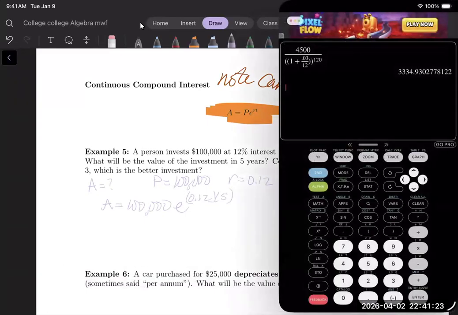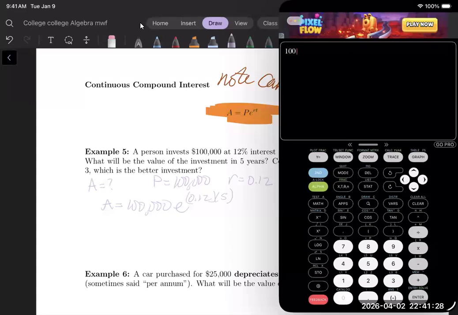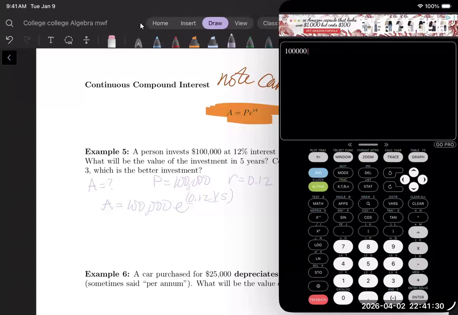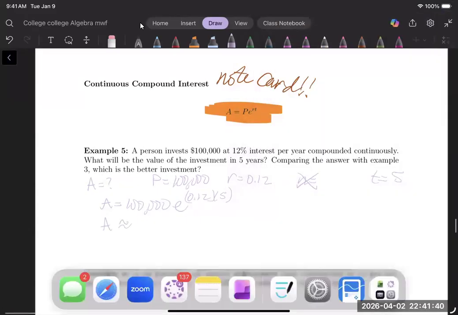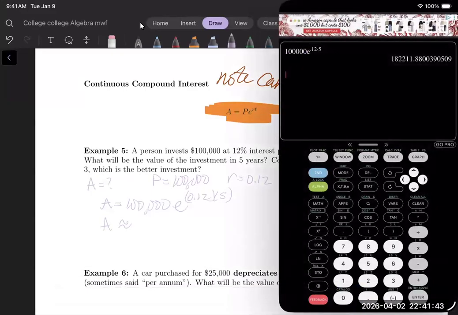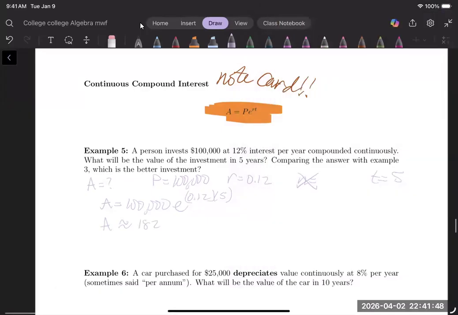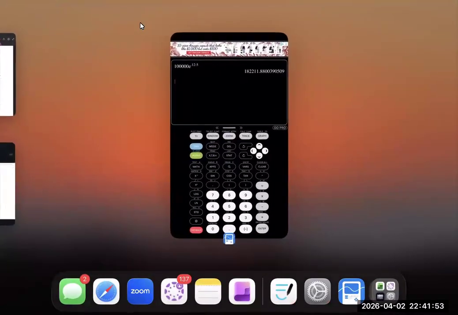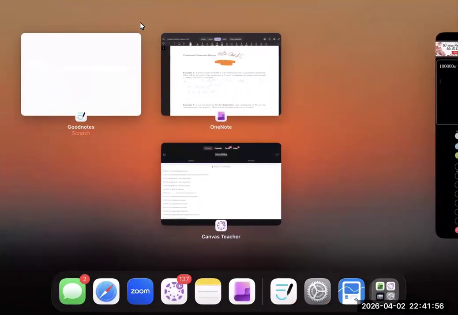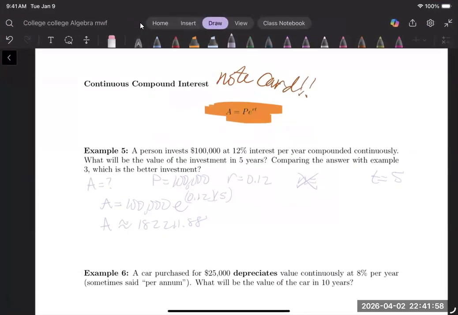Grab your calculator. 100,000, then e to the, so that is second over your ln, 0.12 times 5. So A is approximately 182,211, and I think it was 88 cents. Yes.